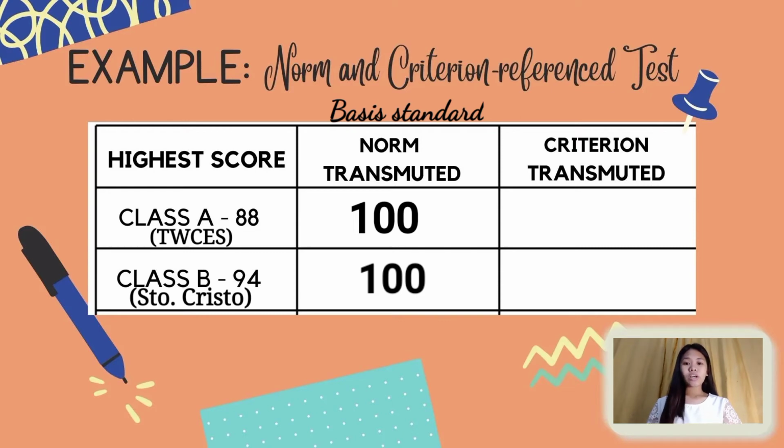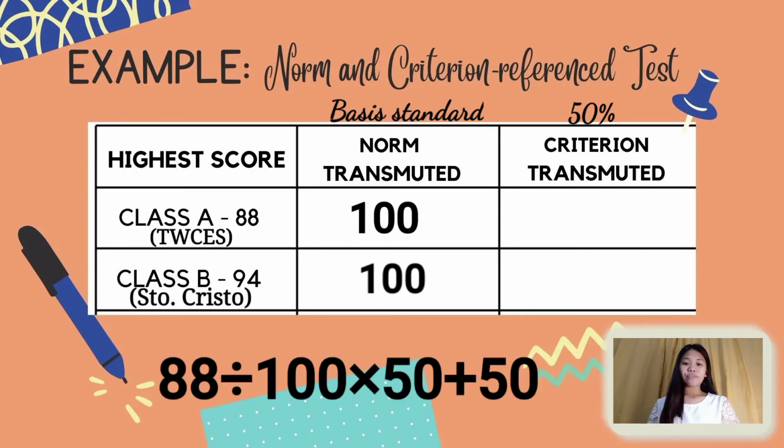When we say criterion reference, we need to identify what the passing grade is. If the passing grade is 50%, then the highest score of 88 will be transmuted to 50% as well, or be transmuted to the 50% passing criteria. So we need a computation if the passing would be 50%. If the highest is 88 and we have 100 items, we have 88 divided by 100 times 50 plus 50, which is equal to 94. That is the transmuted score in criterion.